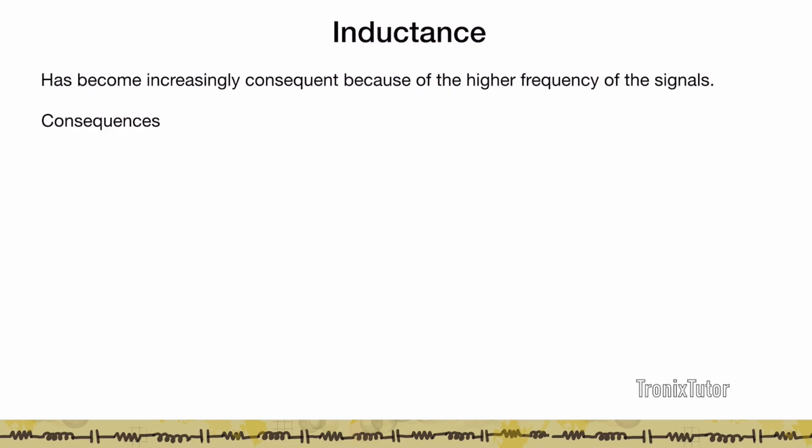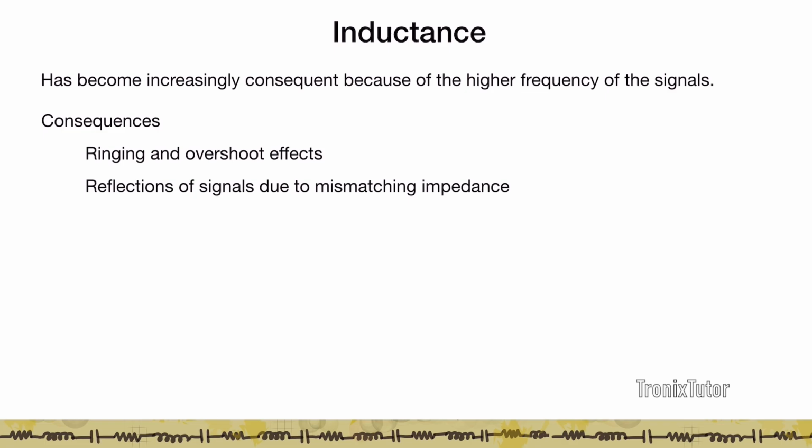Now if you talk about the third parameter, which is inductance, it has become consequential in the last 10-20 years because you're using much higher frequencies for the various signals on the chip, and the consequences of the inductance being a factor in the interconnect. So the inductance causes ringing and overshoot effects. It also creates reflections of signals due to impedance mismatch, which ends up losing the amplitude of signals.